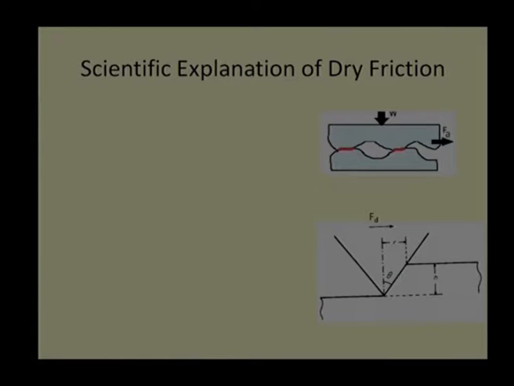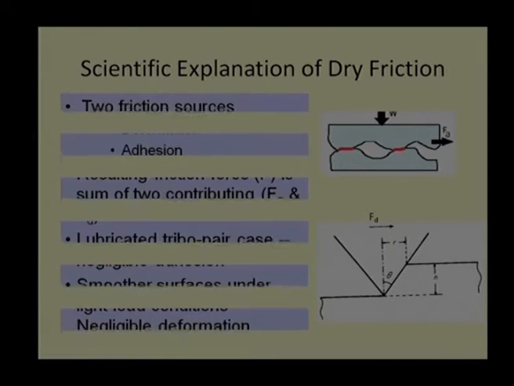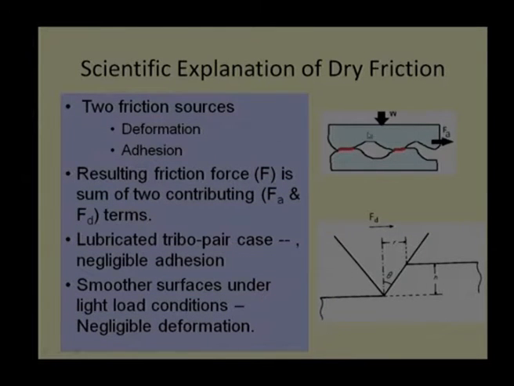Now, we want to start with a scientific explanation of dry friction. We believe there are 2 modes of friction, or 2 sources of friction. One is called adhesion, molecular attraction, the other one is called deformation, where one surface is trying to deform the other surface. So there are 2 friction sources, adhesion and deformation, and the resultant friction will be a summation of them, more like a superposition. Friction force contributed due to adhesion and friction force contributed due to deformation will be just a summation of these 2.